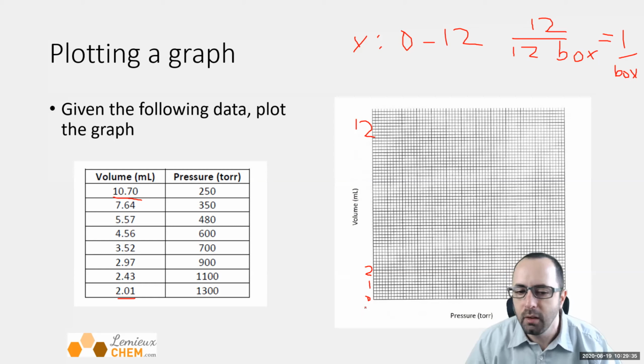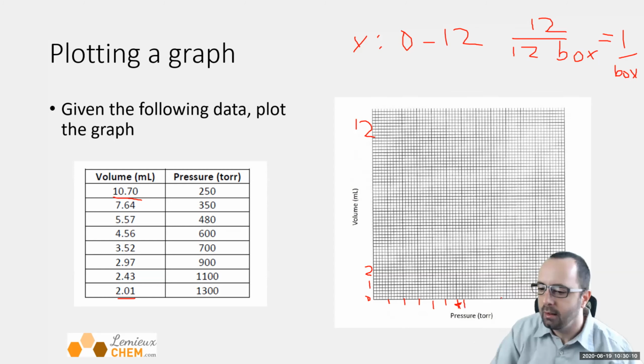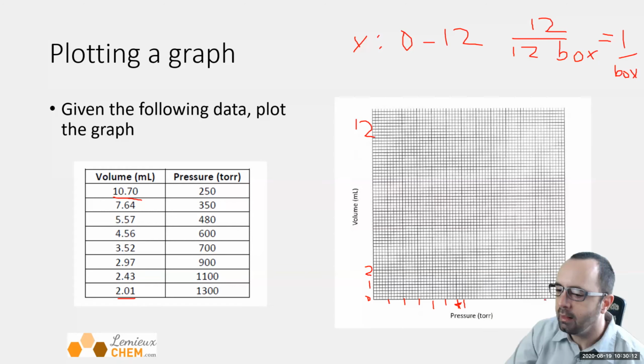Now here on the horizontal axis, I also have 13 boxes. I think, let's see, I'll count them. 1, 2, 3, 4, 5, 6. Oops, no, that's not 6. This is 6. 7, 8, 9, 10, 11, 12, 13 boxes.